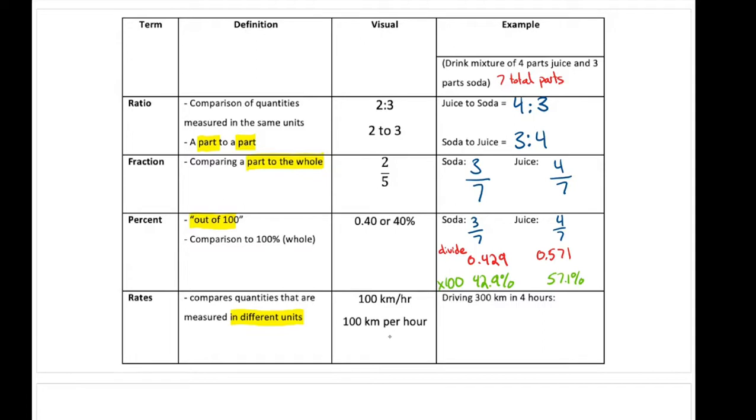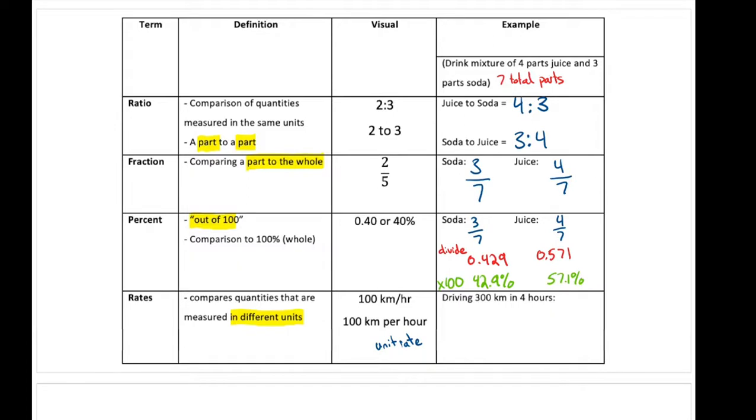So this example of 100 kilometers per hour is actually what's called a unit rate. And it's called a unit rate because it's per one of something. So in this case, it's per 1 hour. So this is actually, again, like I said, a unit rate because it's per 1 hour. If it was, say, 200 kilometers per 3 hours, that's not really a unit rate. It could still be a rate, but it's not a unit rate.